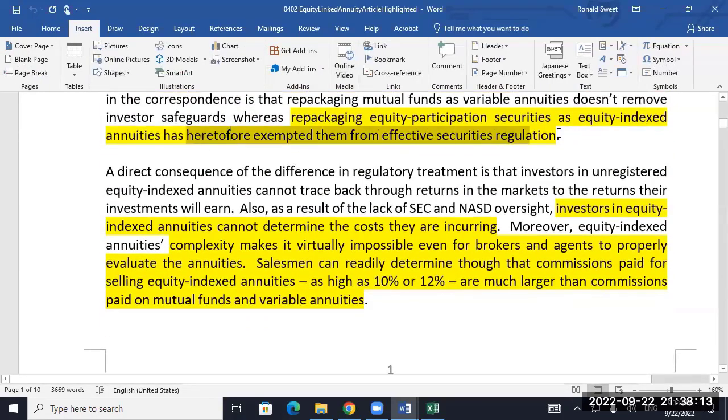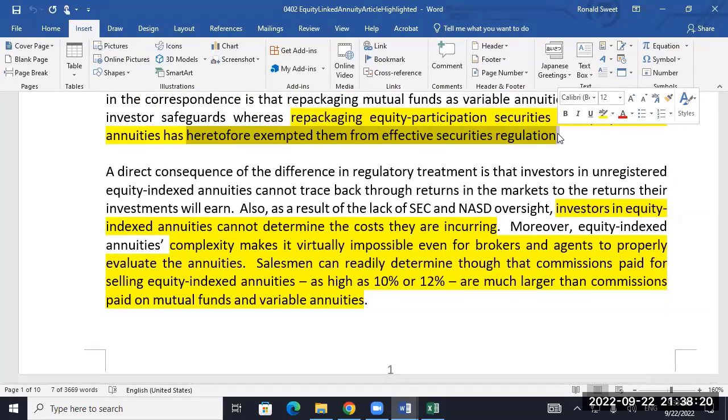So far they've been free of securities regulation. There are people in this industry that want this product regulated because they just think it's a horrible product and they think it's making their industry look bad. But so far, the people selling this have won the argument.